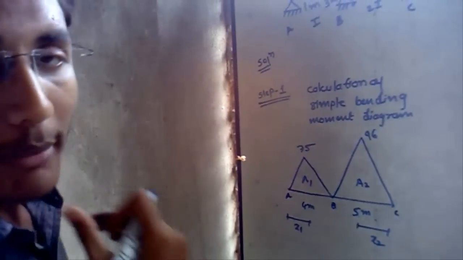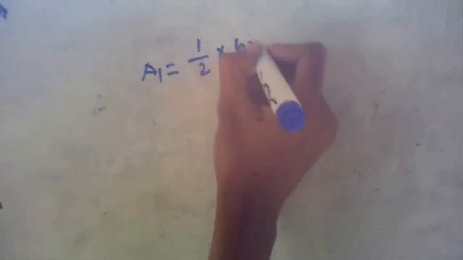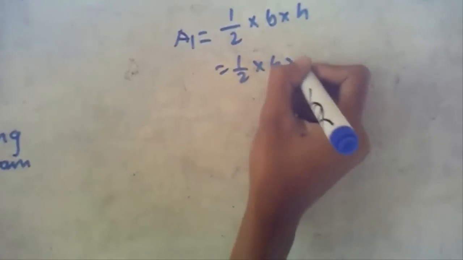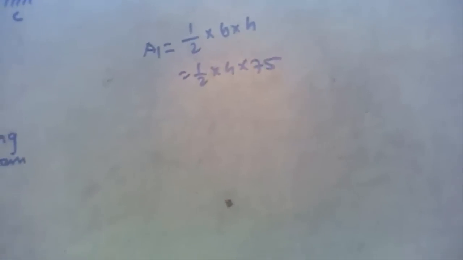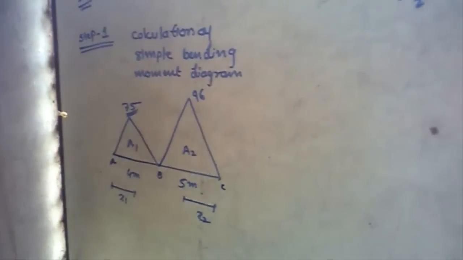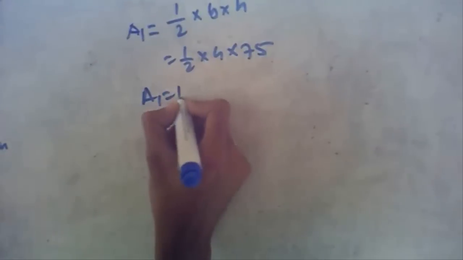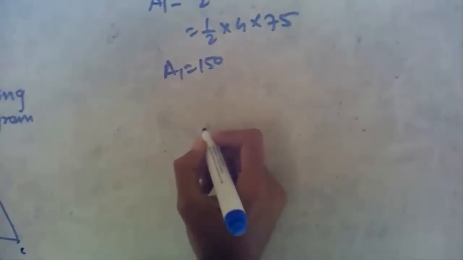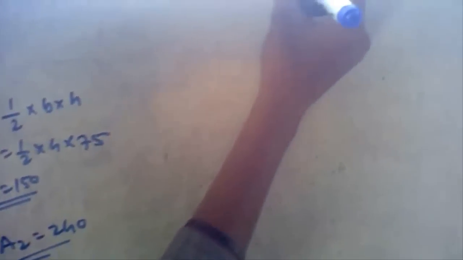Now we are calculating the areas A1 and A2 for the simple bending moment diagram. A1 is calculated with the basic formula of the area of a triangle, half into base into height. So we take half, base is 4 and height is 75, which we just calculated. So the answer is 150. A1 is 150. And A2 is 240. We write at one side, A1 equals 150 and A2 equals 240. So the areas can be calculated.